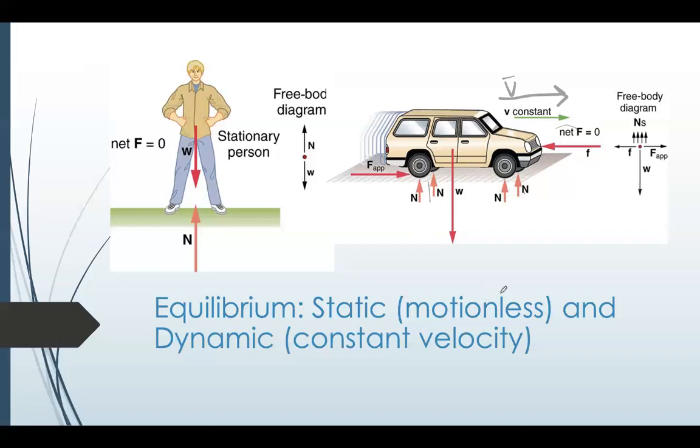Our free body diagram would look like this. We have all of these normal forces adding up to be the exact opposite of our weight here, and our applied force is going to be the same as our frictional force, because it has a constant velocity. And so the net force is equal to zero. Again, this is dynamic equilibrium.